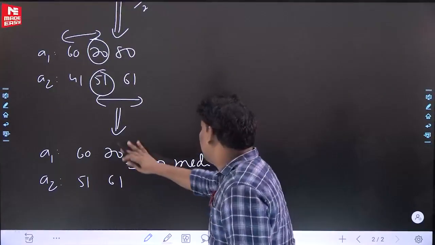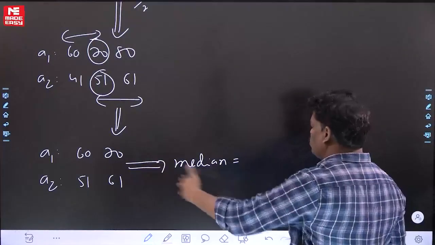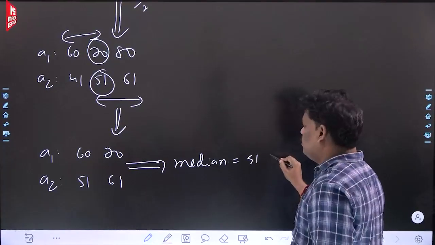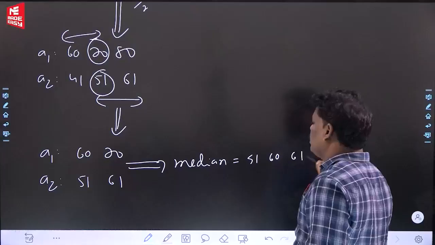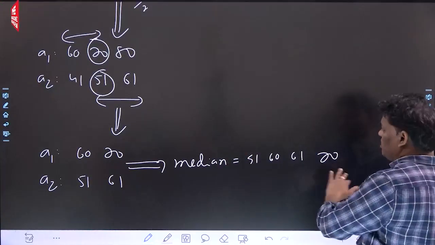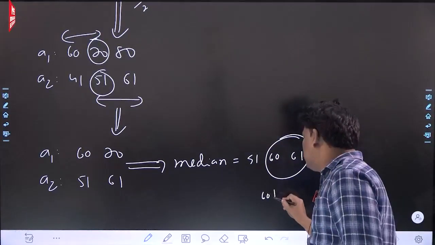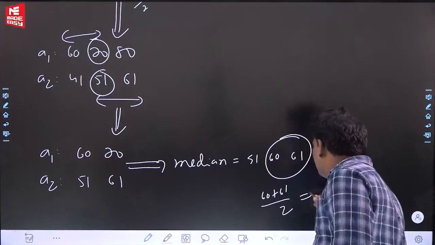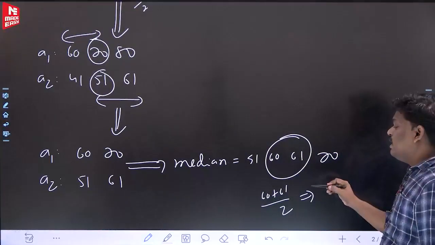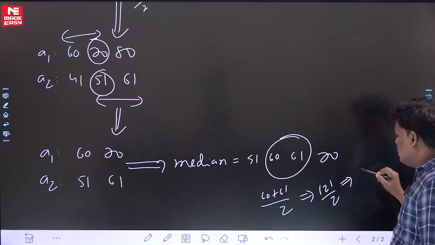Median is equal to, after getting two elements, because there are only 4 elements, sort them. What is the answer? 51, 60, 61, 70. Right? Two elements are there, totally 4 elements, sort them. After sorting, take the middle two: 60 plus 61 by 2. What is the answer? 121 by 2, which is 60.5.